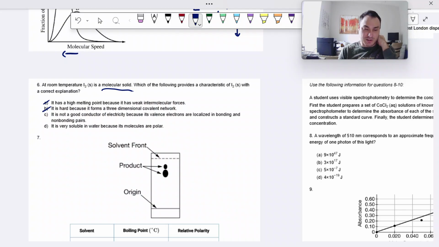D says it is very soluble in water because the molecules are polar. I2 is nonpolar. So the answer is C, just by process of elimination. C is the only one that could be true because the other three are definitely not true. And C is true.